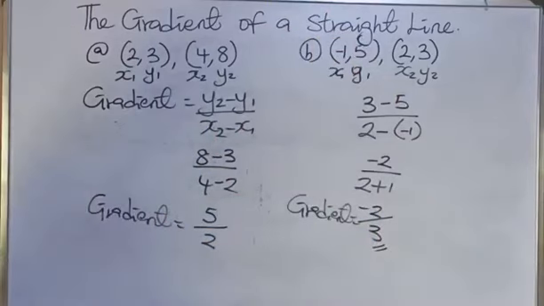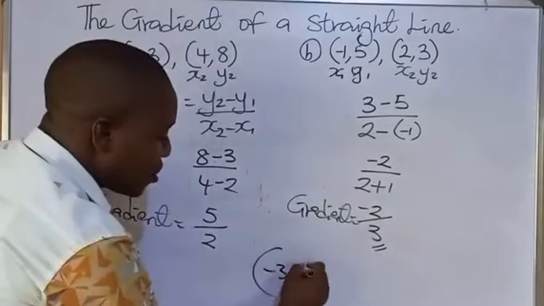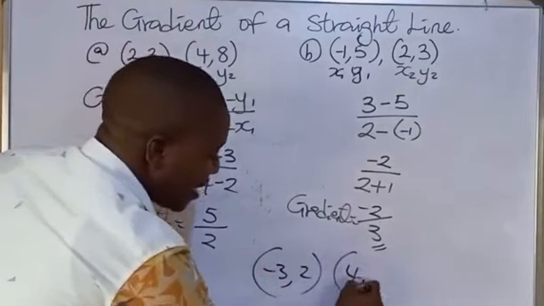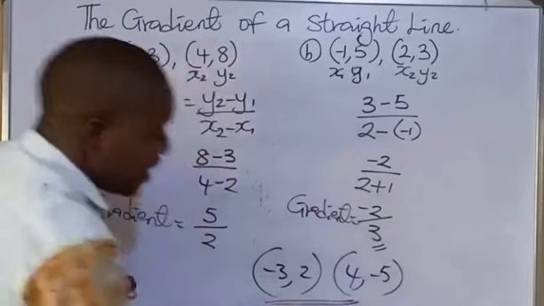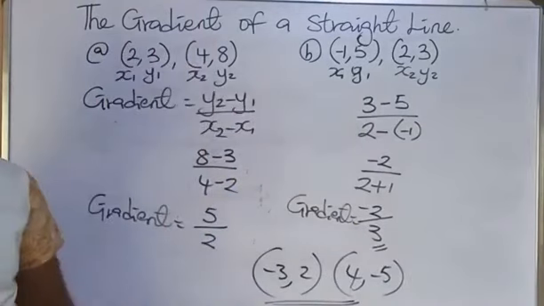So I'm going to give you work to do. Simply solve and drop your answer in the comment section. So simply get the gradient of the line which will pass through these 2 points. The gradient of the line passing through these 2 points. Drop your answer in the comment section.